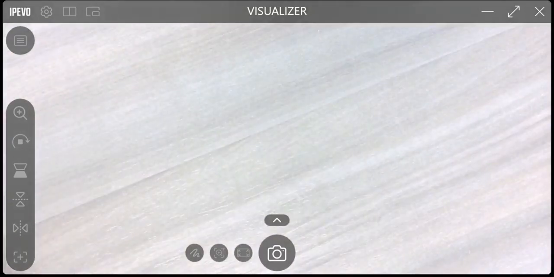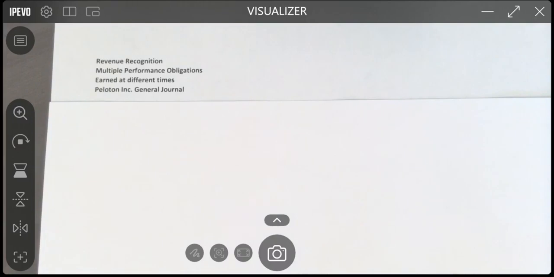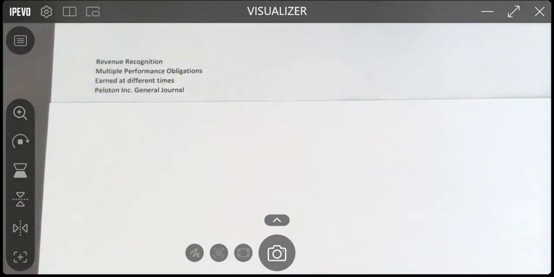So let's talk about these. And obviously, eventually, something will go into the general journal. But I also have notes on here. And the first note is to talk about the purchase price and the allocation of the purchase price.